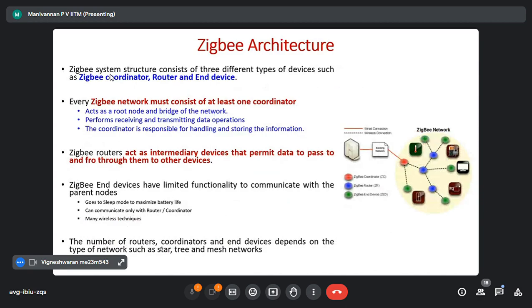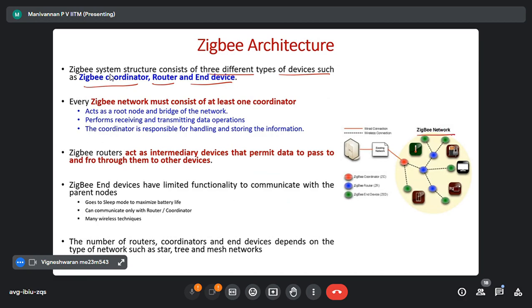ZigBee architecture. As I told you, ZigBee is a network communication. Okay. You can form a network also. The ZigBee system structure consists of 3 different types of nodes or devices. Note down. One is called the ZigBee coordinator. The other is called the router. The other is the end device. Okay. Then please see this figure.